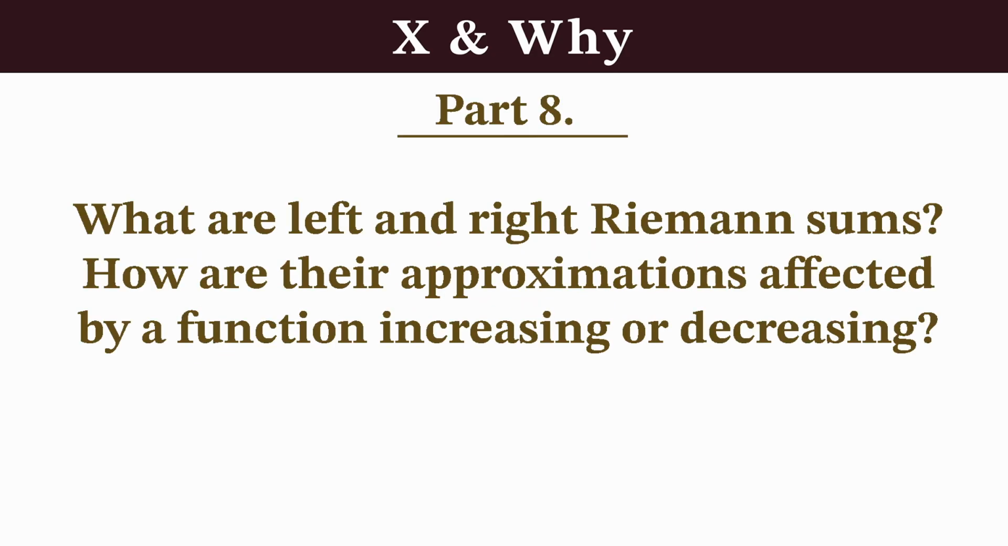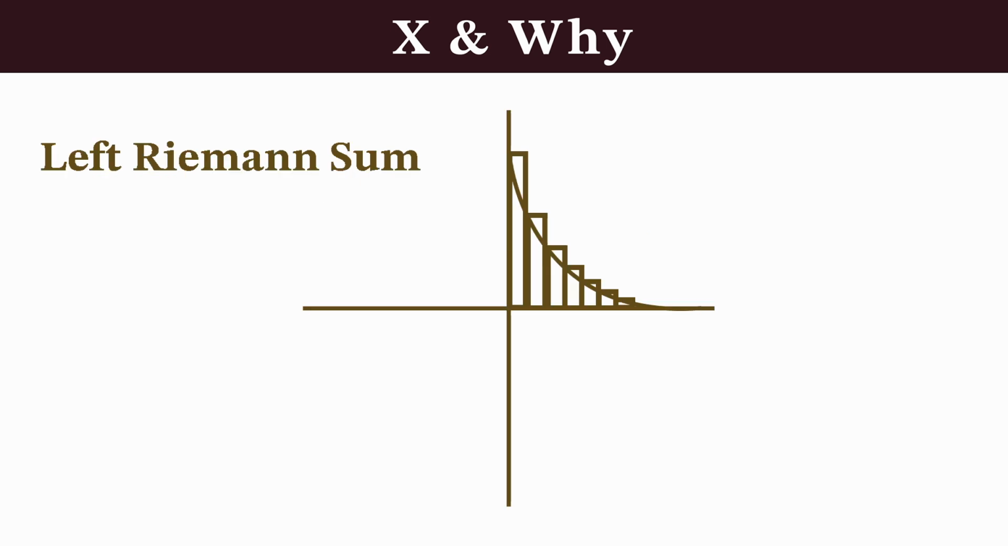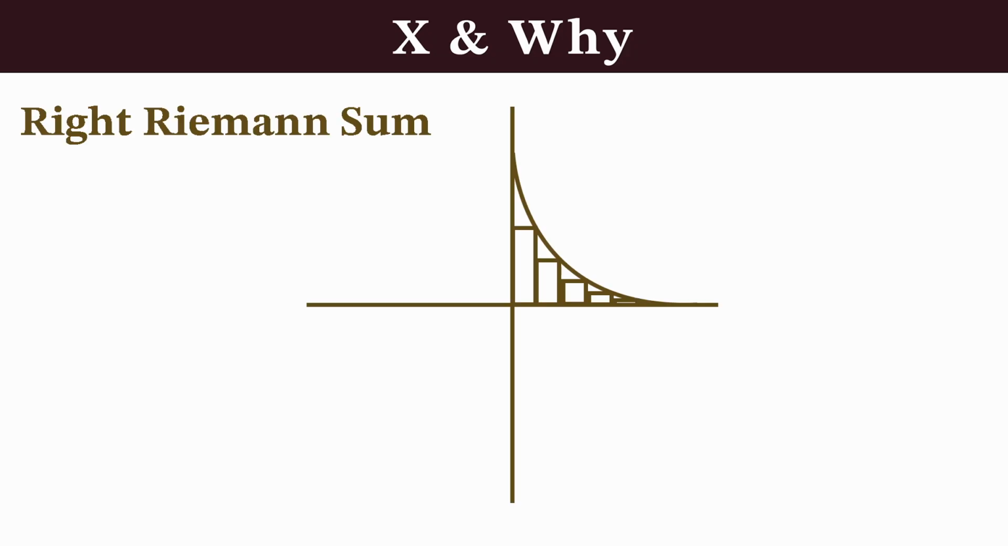Part 8. What are left and right Riemann sums? How are their approximations affected by a function increasing or decreasing? Left and right Riemann sums are methods for approximating the area under the curve using rectangles. In a left Riemann sum, the height of each rectangle is determined by the function's value at the left endpoint of its base. Conversely, in a right Riemann sum, the height is determined by the function's value at the right endpoint of the base.